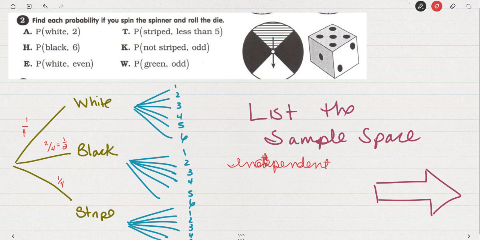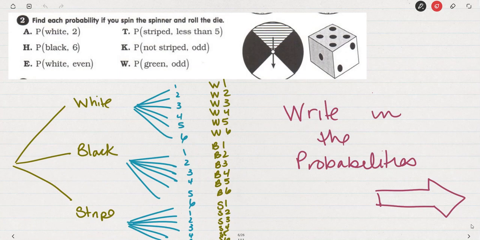We call them independent events because that spinner has no effect on the 6-sided die. You should be able to write the whole sample space out: white 1, white 2, white 3, so on. Black 1, 2, 3, 4, 5, 6, stripe 1, 2, 3, 4, 5, 6. And then you should be able to calculate the probabilities for each of these.